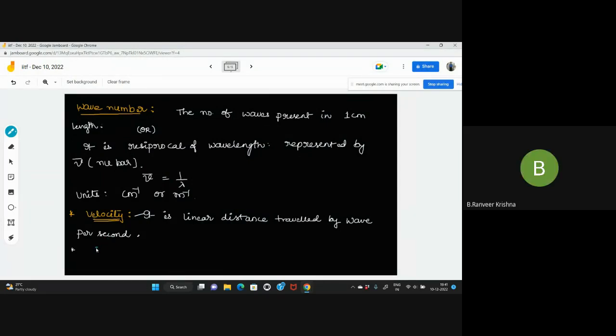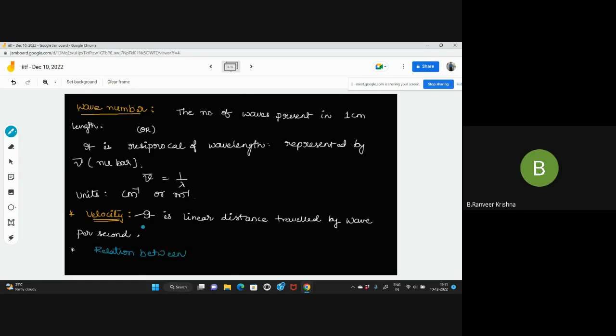Sir, what is the symbol we use for velocity? Velocity we can simply write as V. Velocity will represent V. But sir, we have used a symbol like nu. That is nu, frequency nu. We need to pronounce it as nu. This is V.